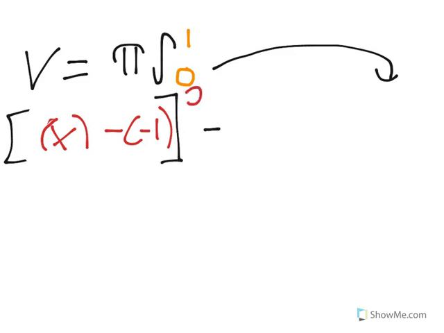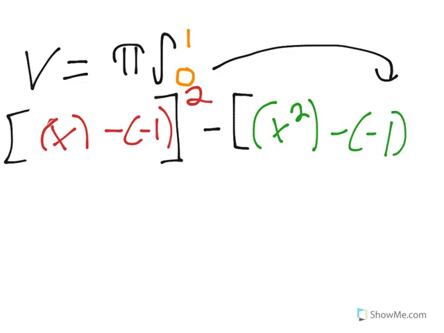and I'll square this. X squared minus -1. And then you'll be squaring this as well, because this whole entire thing right here is big R, and this whole entire thing right here is little r. Okay? Whoops, wrong color. So you will need to square the whole entire thing.